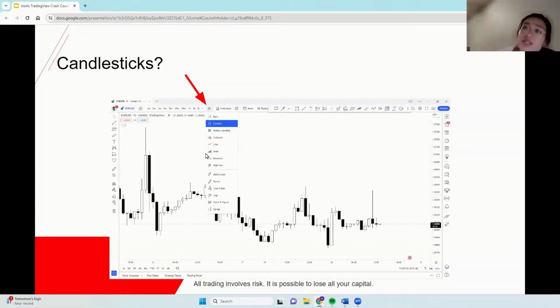Okay, for candlesticks, when you click on this icon, you can control whether you're looking at bars, candles, hollow candles, columns, lines, areas, so on and so forth. Even Heiken Ashi, we also use that. But basically, we normally use candles, as you've seen from our previous webinars.